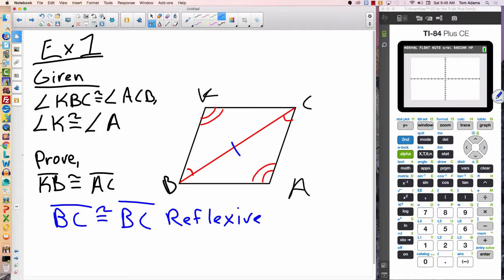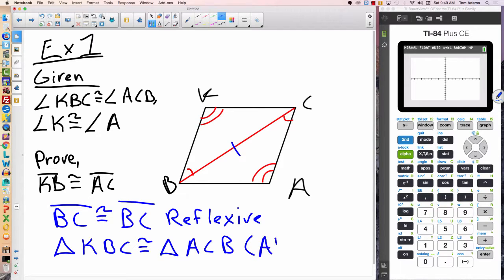So now if I think about this, I have a side angle or angle side situation going on. So now I can say that triangle KBC is congruent to triangle ACB. And this is just going to be the angle side theorem. All right, so I have this angle, and then a side, and then I have this angle, and this angle, and the side. So I can prove that those two triangles are congruent.